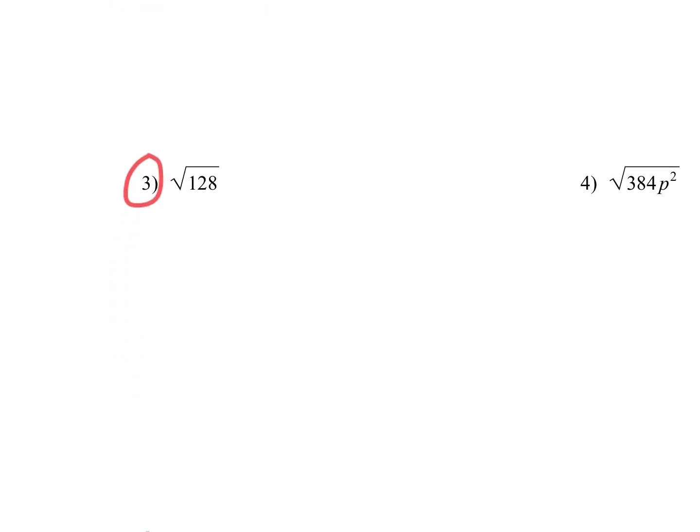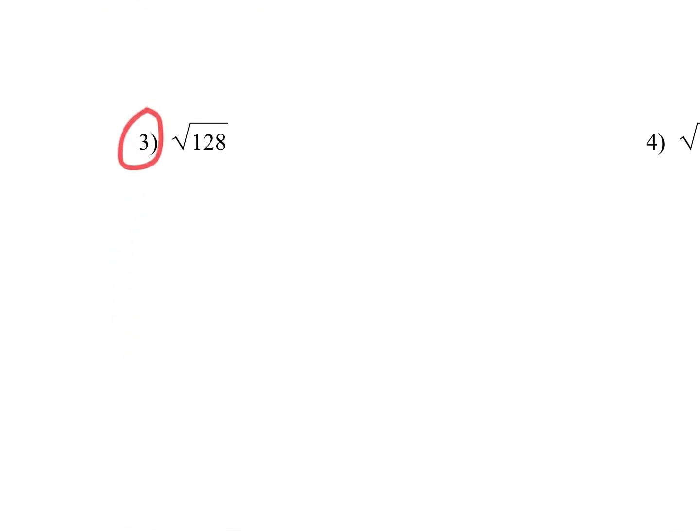Okay? Looking at number 3, is it a perfect square? No, so that means I need a good and a bad. What do I look for? Yeah, start through your list about halfway. Okay, what did you guys come up with for your good? 64, and then your bad? 2. So then simplify, square root of 64. 8, and then keep your leftovers.